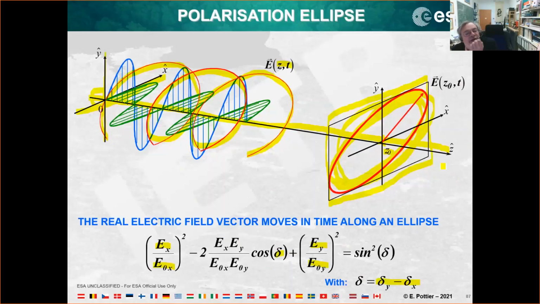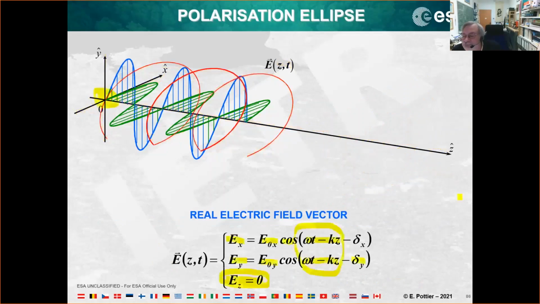Somehow I cannot connect it. Yes, you can connect it. You can connect it because this field here depends on space and time, and here it depends on space and time. Okay. Yeah.